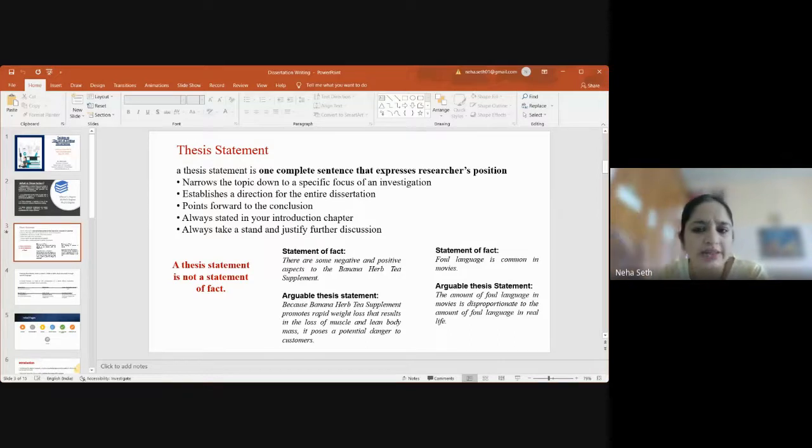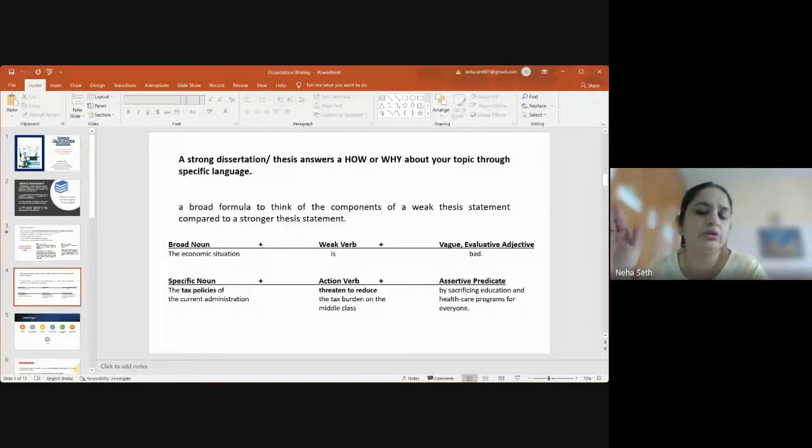So there is a rule that we need to follow when we are formulating our problem statement. A strong thesis, I can say, is something that answers how and why type of questions from our topic. Okay, why we are doing this, how we are going to do this. We are trying to find answers to these questions, and for that very purpose we need to formulate a problem statement.